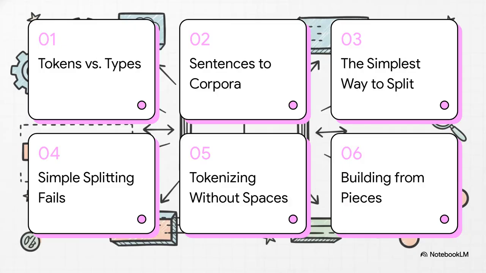So here's our roadmap for this explainer. We're going to kick things off with the basics of just counting words. Then we'll see how that idea scales up. We'll look at the simplest way computers try to split up text, see where that falls apart, and then work our way up to the really clever techniques that power modern AI.